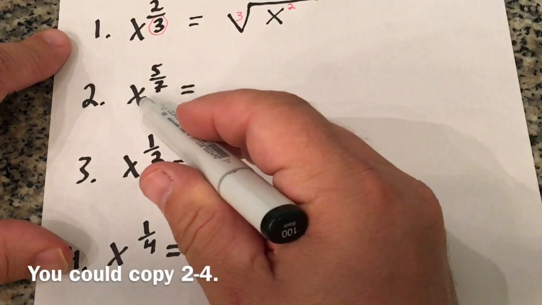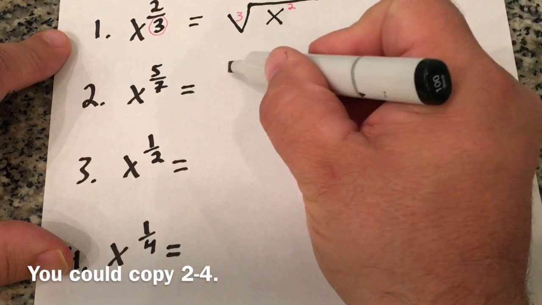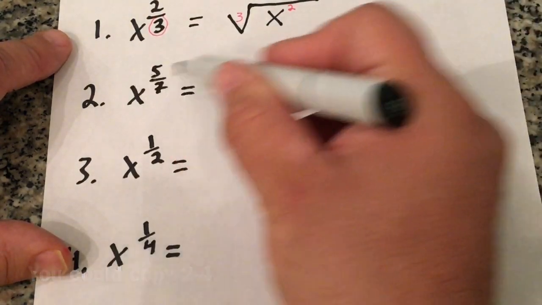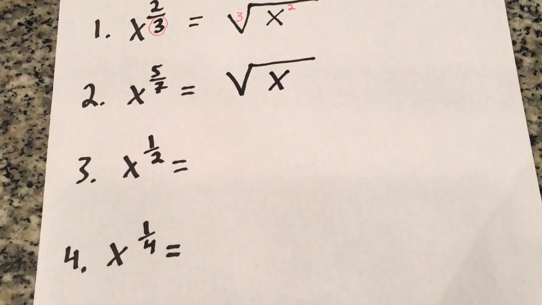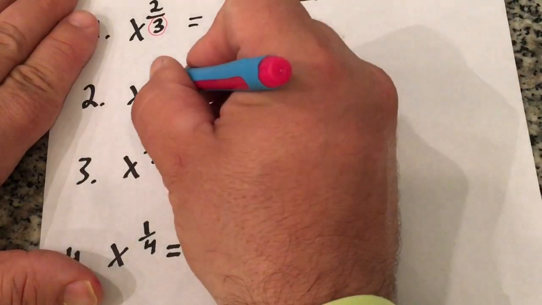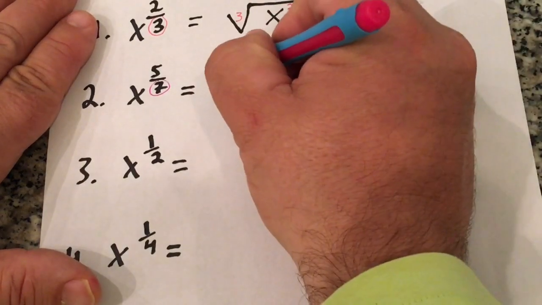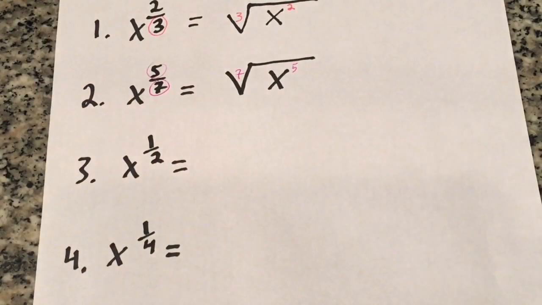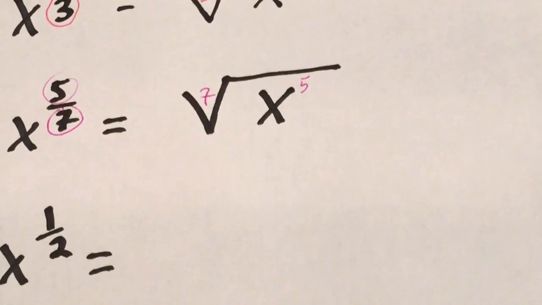So I'm going to write this from an exponential form into a radical form. So I'm going to put a radical symbol. I'm going to put the x inside the radical, and then I notice what's inside the bucket is going to be what's below, what's on the bottom. The 7 is on the bottom, so the 7 goes inside the bucket. And then the 5 is going to be the exponent, so I put the 5 up there. So the answer is going to be the 7th root of x to the 5th.